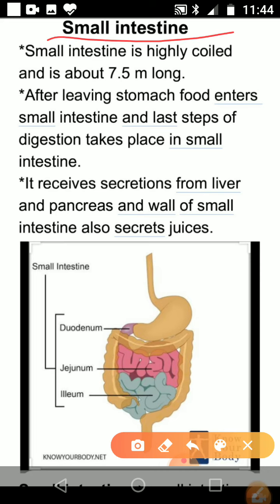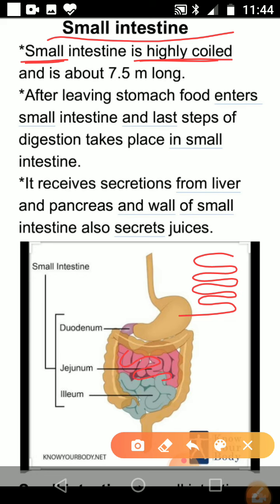What is the small intestine? It is not small, it is a highly coiled part. As you can see in this picture, it looks small, but actually it is not small. It is 7.5 meters long. I told you the alimentary canal is approximately 9 meters long, and from that 9 meters, 7.5 meters is the small intestine. That means it is the longest part of the alimentary canal.